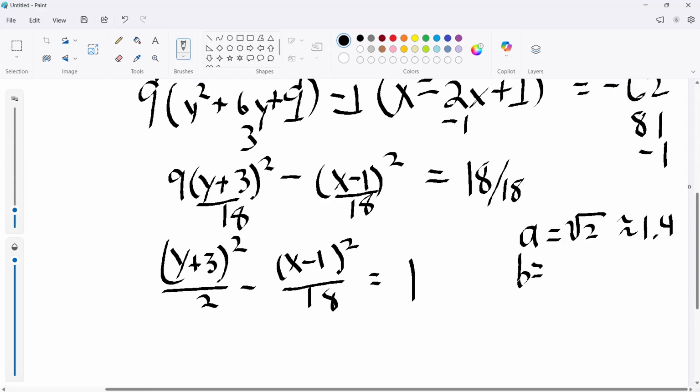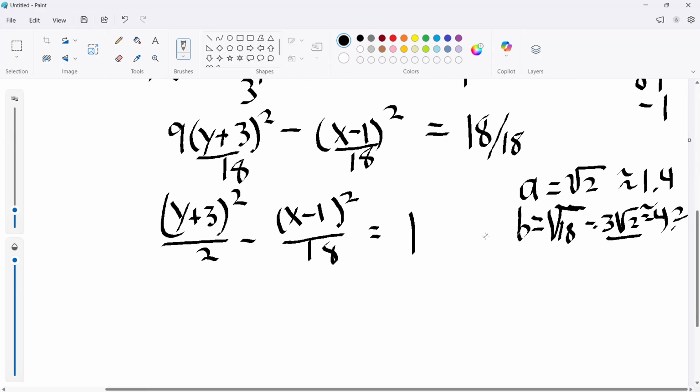B is square root of 18, which I can rewrite. 18 is 2 times 9, and square root of 9 is 3, so I can rewrite this as 3 square root of 2. And what's that? 3 times 1.4 is approximately 4.2. I'll need that when I graph, but this is what I'm going to use to write the facts in there.